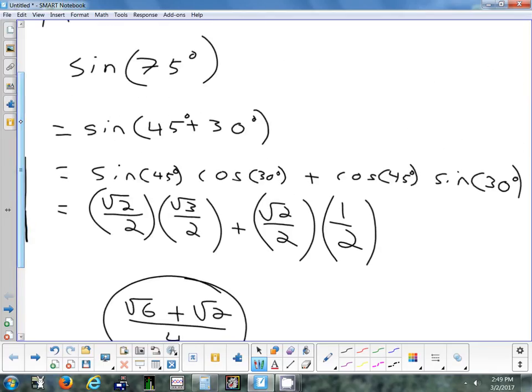Okay, so I could ask you to do any angle here that's a multiple of 15. And it could say sine, cosine, or tangent. So, any questions on that kind of problem? Okay, the next one, let me give you something a little different.